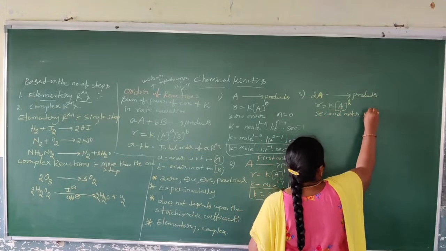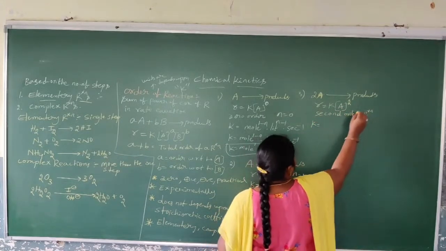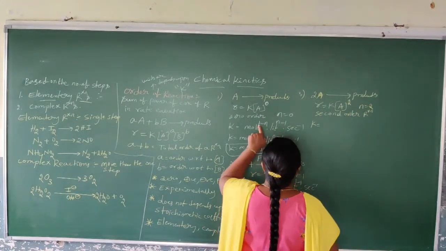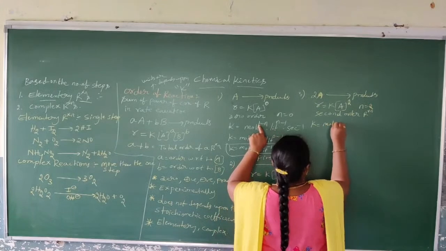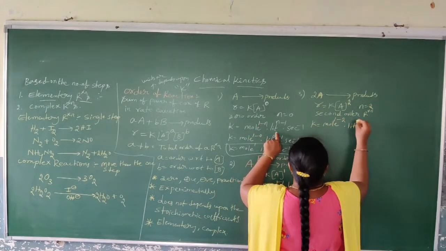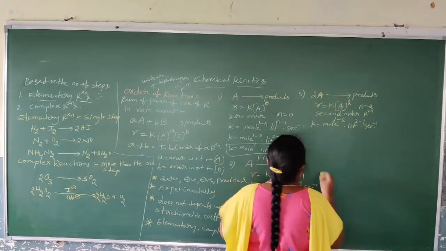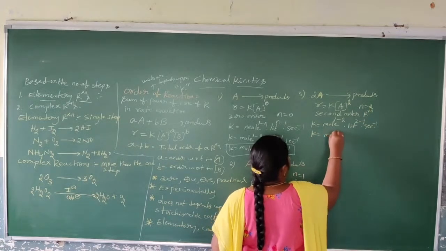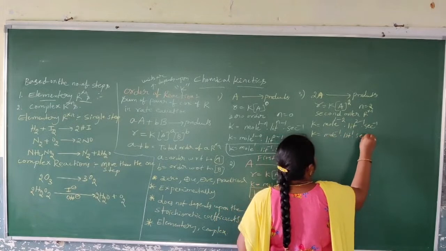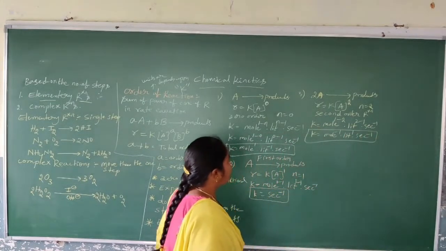Second order reaction. How can we write the units? K is equal to... what is the n value here? The n value is 2. In place of n we have to take 2. So mole to the power of 1 minus 2 into liter to the power of 2 minus 1 into second inverse. So K is equal to mole to the power of minus 1 into liter to the power of 1 into second inverse, which is the unit for the second order reaction.